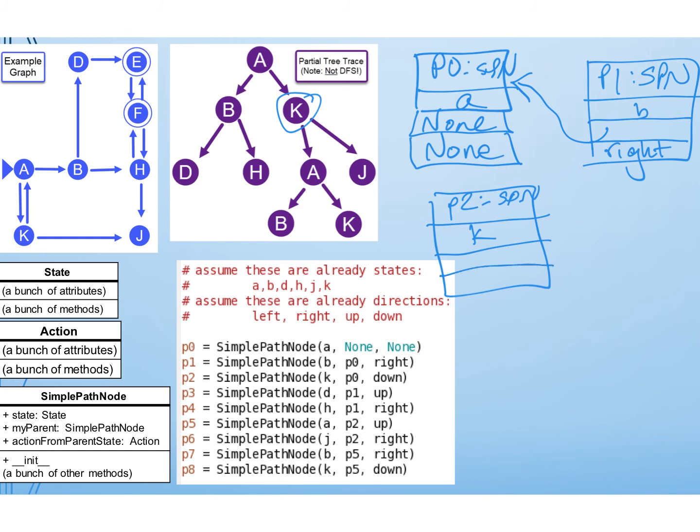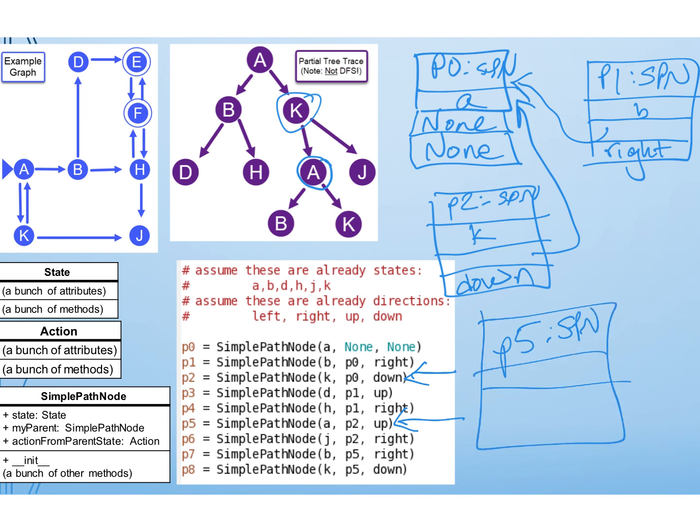The parent of P2 is also P1, because A is the parent, but to get from A to K, if you look at the picture here, you have to go down. So I wrote that in here. So there's the down. And so if you build up this linked list, then what you end up with is, for example, if we just look at this, A corresponds to this guy, which is P5, which has an A in it and points to P2, I hope, yes.